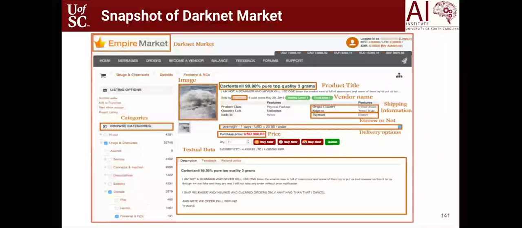Lastly is the textual data, which you can see is the description. It contains the product description, the rating data, like how well they are performing in the market, and their terms and conditions. Different sites offer some of these fields, and other fields such as images, price, etc., are also available in this market and have been used as features in our model.